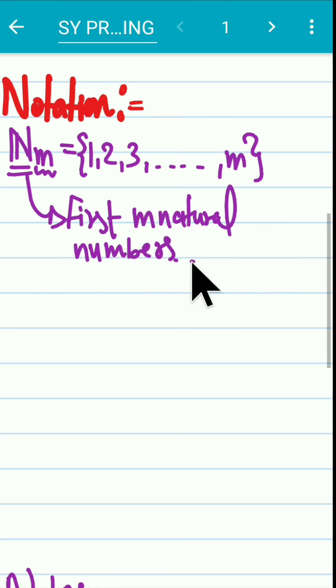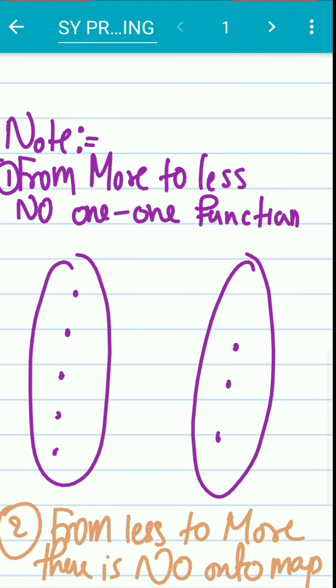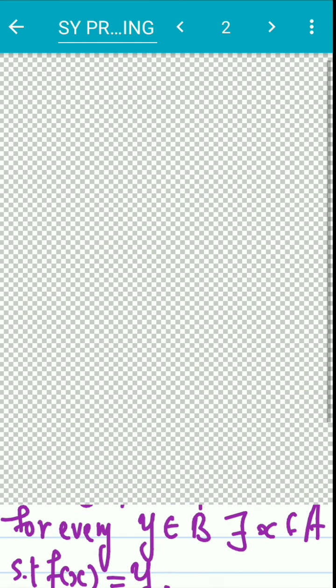ओके सो ये नोटेशन हम लोग बार बार यूज करेंगे सो प्लीज राइट इट डाउन. ओके सो दिस आफ्टर दिस नोटेशन I want to give you some note, but before that also we need some definitions. Let me just give you the definitions.